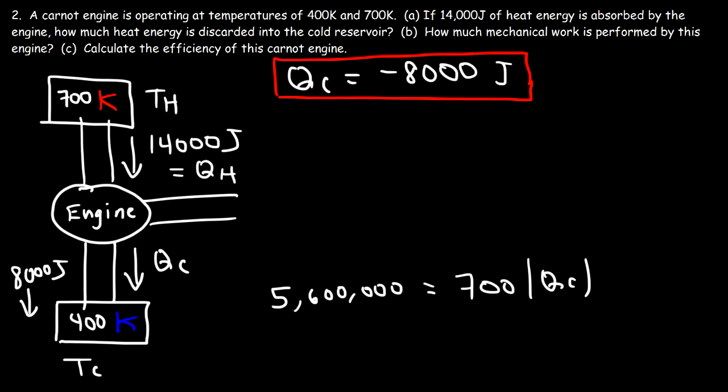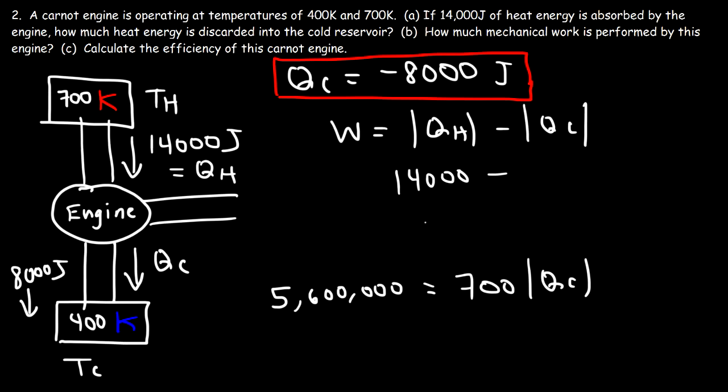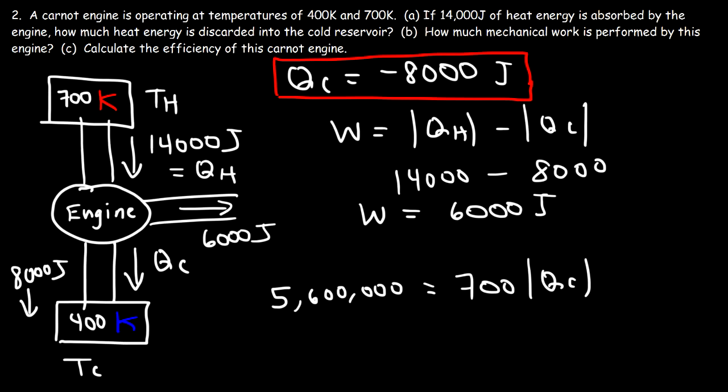So that's it for part A. We have the heat energy being discarded into the cold reservoir. Now, how much mechanical work is performed by this engine? The mechanical work is the difference between QH and QC. We have 14,000 joules of heat energy entering the engine, and 8,000 joules of heat energy leaves the engine. That means that 6,000 has to go this way, and so that's the mechanical work. So it's 6,000 joules per cycle.